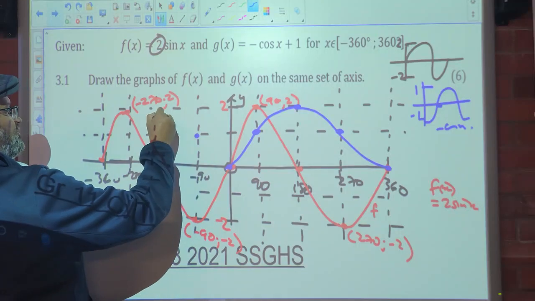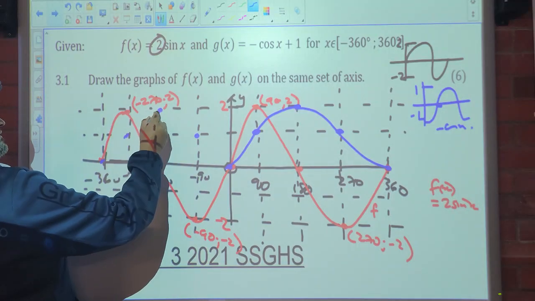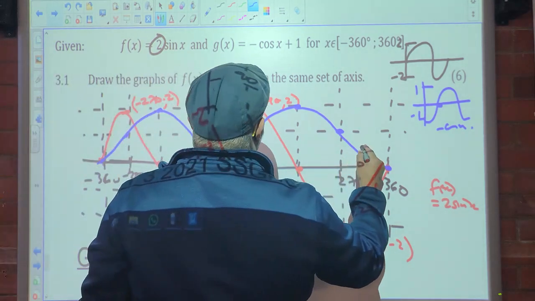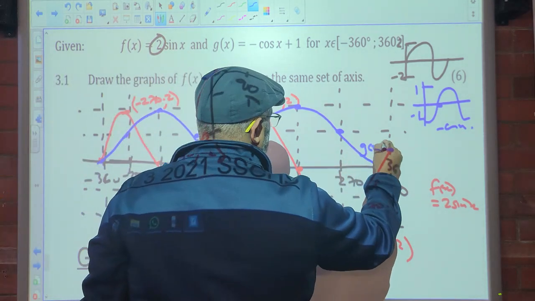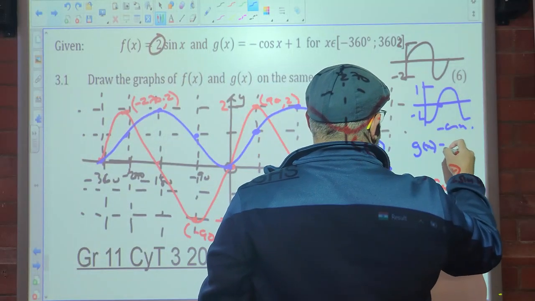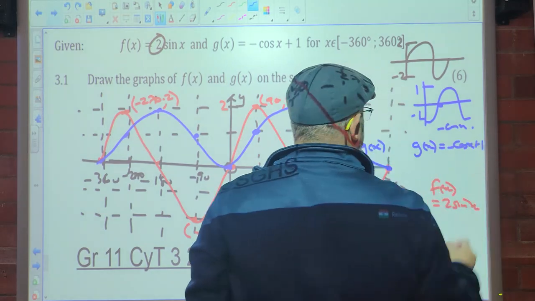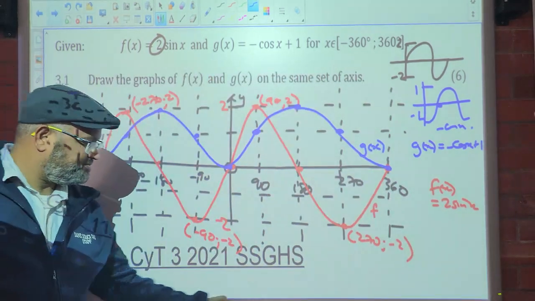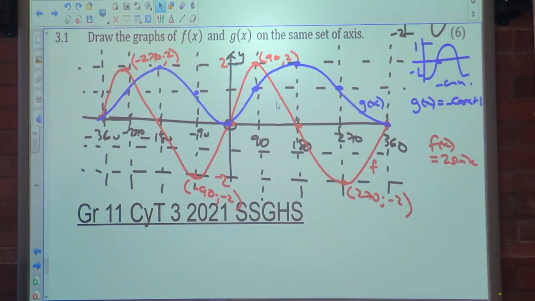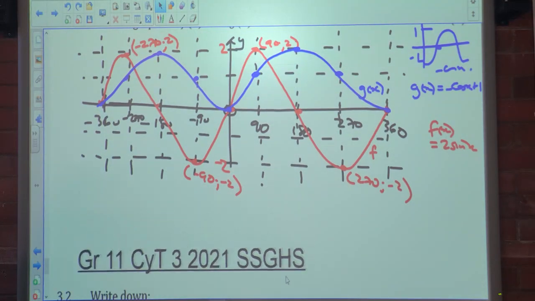90, 180. This is the g of x graph. We just write g, and the g of x graph is negative cos x plus 1. Okay. 6 marks or something like this.